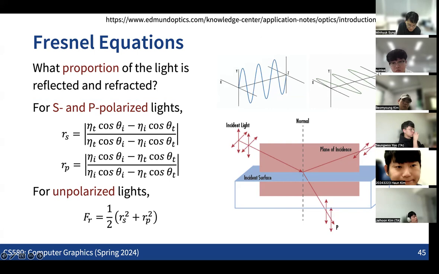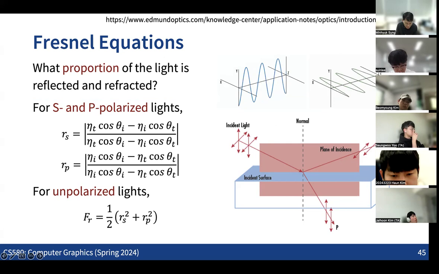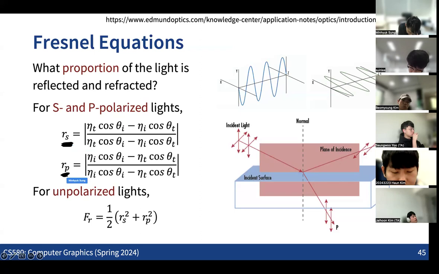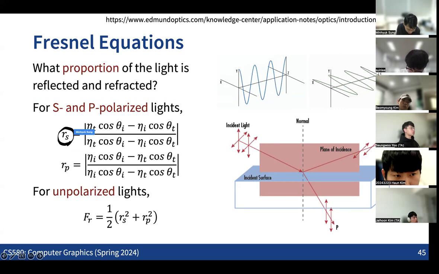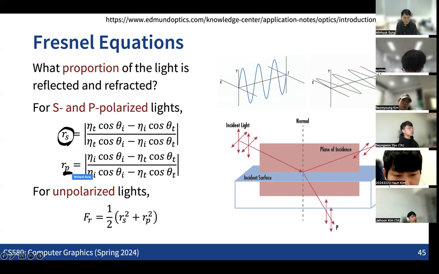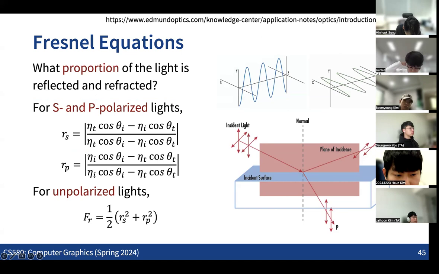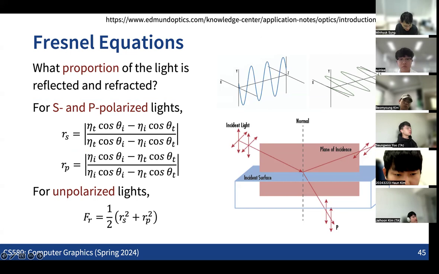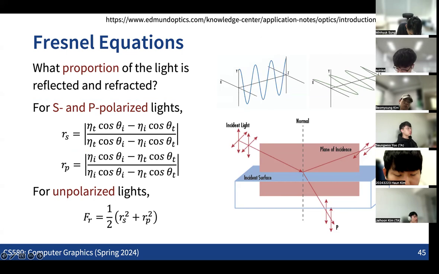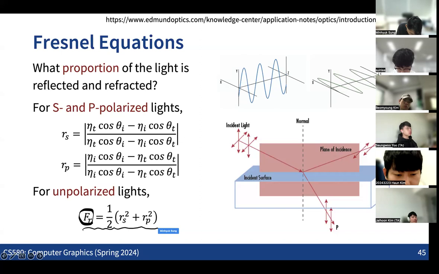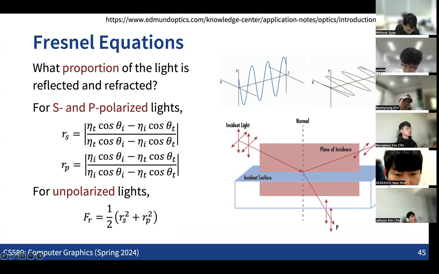And depending on the polarization of the light, the proportion of light being reflected changes. This is the proportion of light that will be reflected for S polarized light, and this is the proportion of reflection for P polarized light. But when we simplify all this and just assume unpolarized light, we can simply compute the proportion of reflection in this form. This is the Fresnel equation, and using it we can easily calculate a simple approximation of the proportion of reflection.